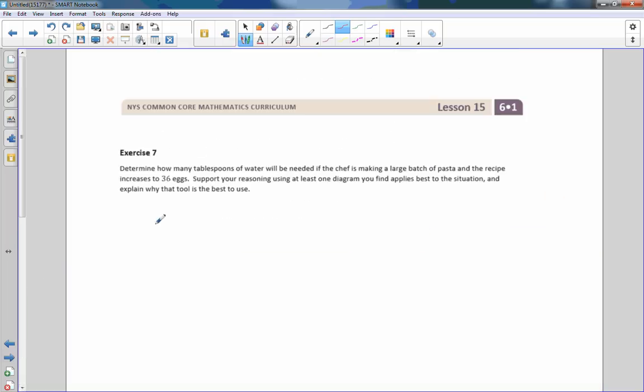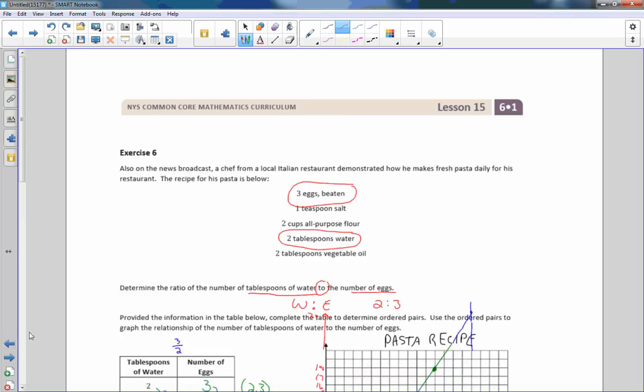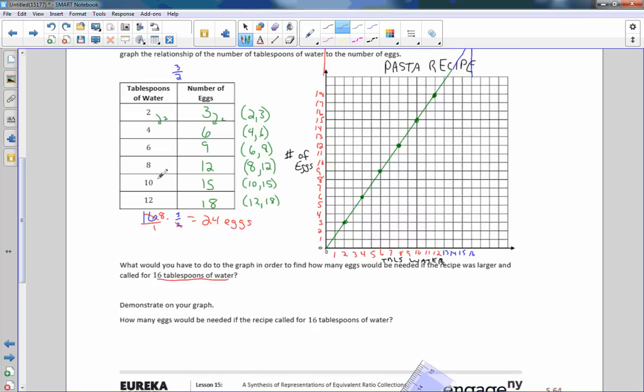Exercise 7. Determine how many tablespoons of water will be needed if the chef is making a large batch of pasta and the recipe increases to 36 eggs. Okay, so I'm going to go back and look at my table. And you see this 18 here? Well, if I'm going to double that to 36 eggs, I'm just going to answer it here instead of going back and forth and back and forth.